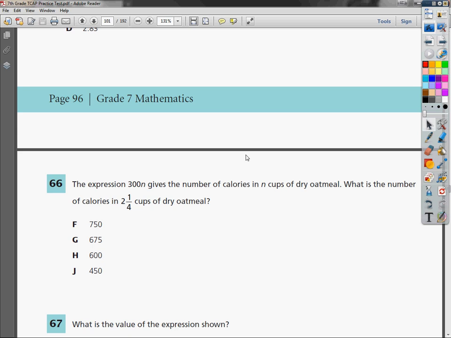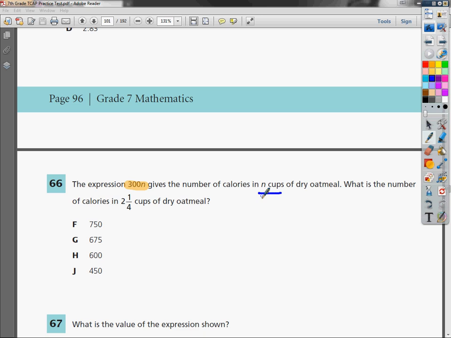Seventh grade TCAP practice test, question number 66 in the seventh grade math section. The expression 300n, so they're giving me an expression here, and if they make note of it, I'm going to make note of it too. It gives the number of calories in n cups, where n represents the number of cups of dry oatmeal. What is the number of calories in 2 1/4 cups of dry oatmeal?